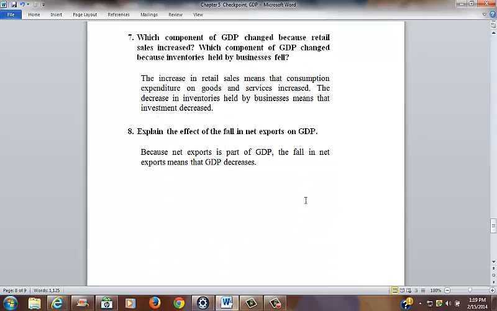For question 8, explain the effect of the fall in net exports on GDP. Because net exports is part of GDP, that's the NX part of GDP, the fall in net exports means that GDP decreases.